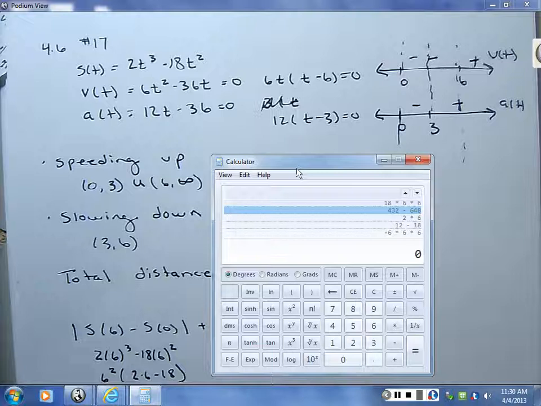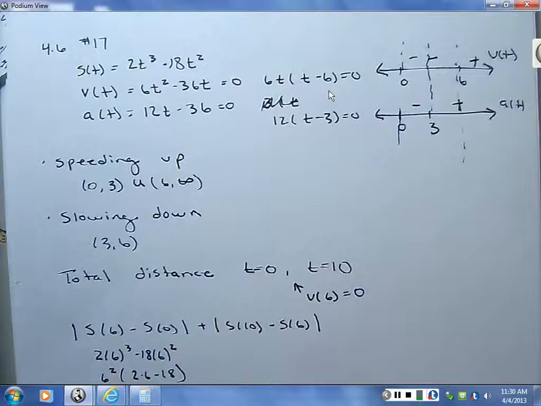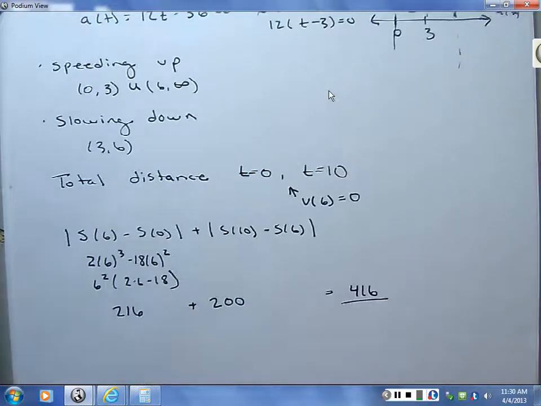Does someone else get that? 200? 18 times 10, so this minus this is 200. So this is 200, so I should expect 416 to be my total distance traveled. 200 minus 216, that's the value of that here?